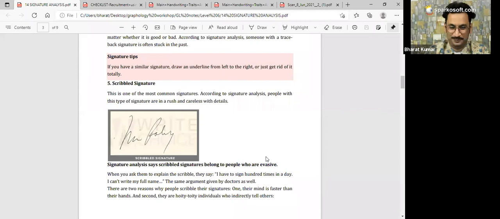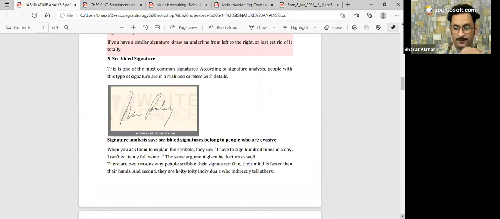Yes, Janaki, scribbled signatures are not good. Those people are always in a hurry, rushed, careless with the details. So this is a very negative impact if you are going to work with multinational companies or such kind of institution which takes care of everything. So avoid this. Many people generally have this kind of sign. And what is their logic? We have to sign 100 times a day. You know, my school director has such kind of signature, and I always dislike those signatures.